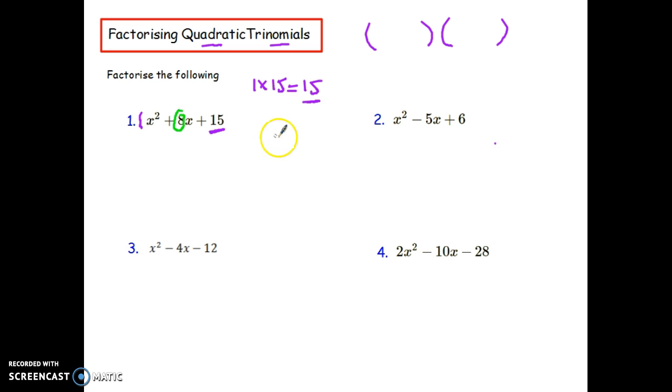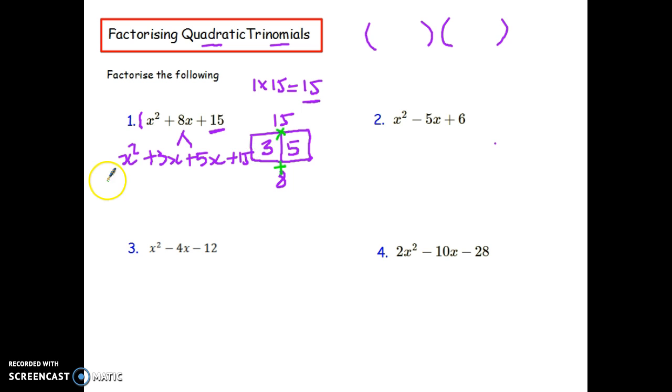So I like to set it up like this. Factors of 15, two numbers that when I add them together I get 8. So they're going to multiply to get 15, they're going to add to get 8. So the two numbers that we're going to be looking at are 3 and 5. 3 times 5 is 15, 3 plus 5 is 8. What we do with those two factors now is break our 8x up into a 3x plus a 5x. So our expression becomes x squared plus 3x plus 5x plus 15.